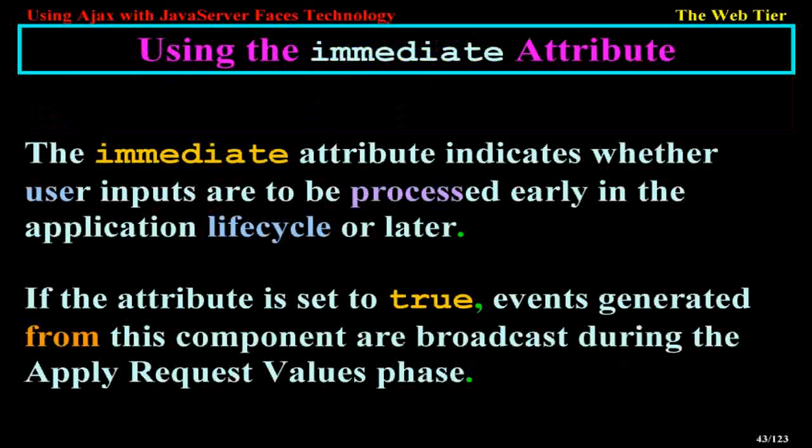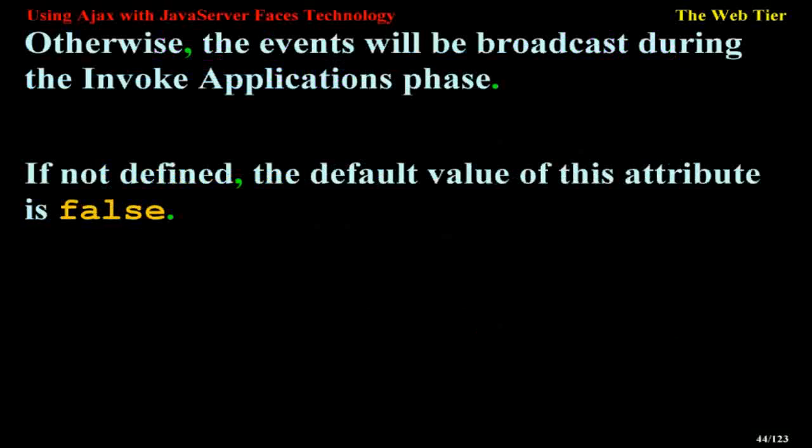Using the immediate attribute. The immediate attribute indicates whether user inputs are to be processed early in the application lifecycle or later. If the attribute is set to true, events generated from this component are broadcast during the apply request values phase. Otherwise, the events will be broadcast during the invoke applications phase. If not defined, the default value of this attribute is false.